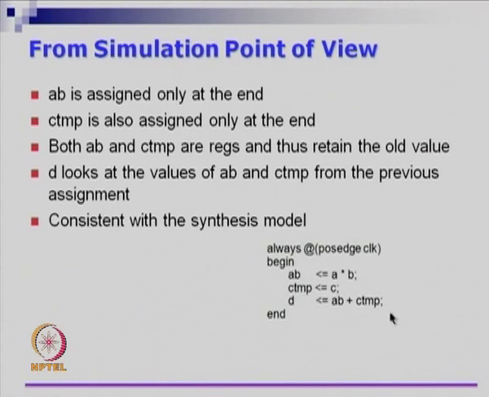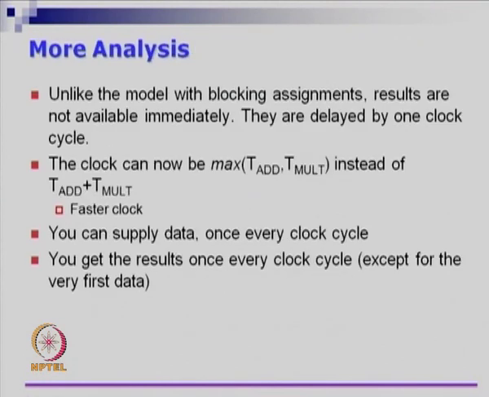So, we evaluate the right side first, A times B should be given to AB in the future, you do not do it right away. Whatever value of C should be given to C temp in the future, you do not give it right away, but whatever value of AB and C temp are right now, you add them and assign it to D in the future. The future will come when this always block is suspended, as in all the assignments are evaluated, all the right sides are evaluated. Now we are ready to go and assign to the left sides. So, all of them will have a consistent view.